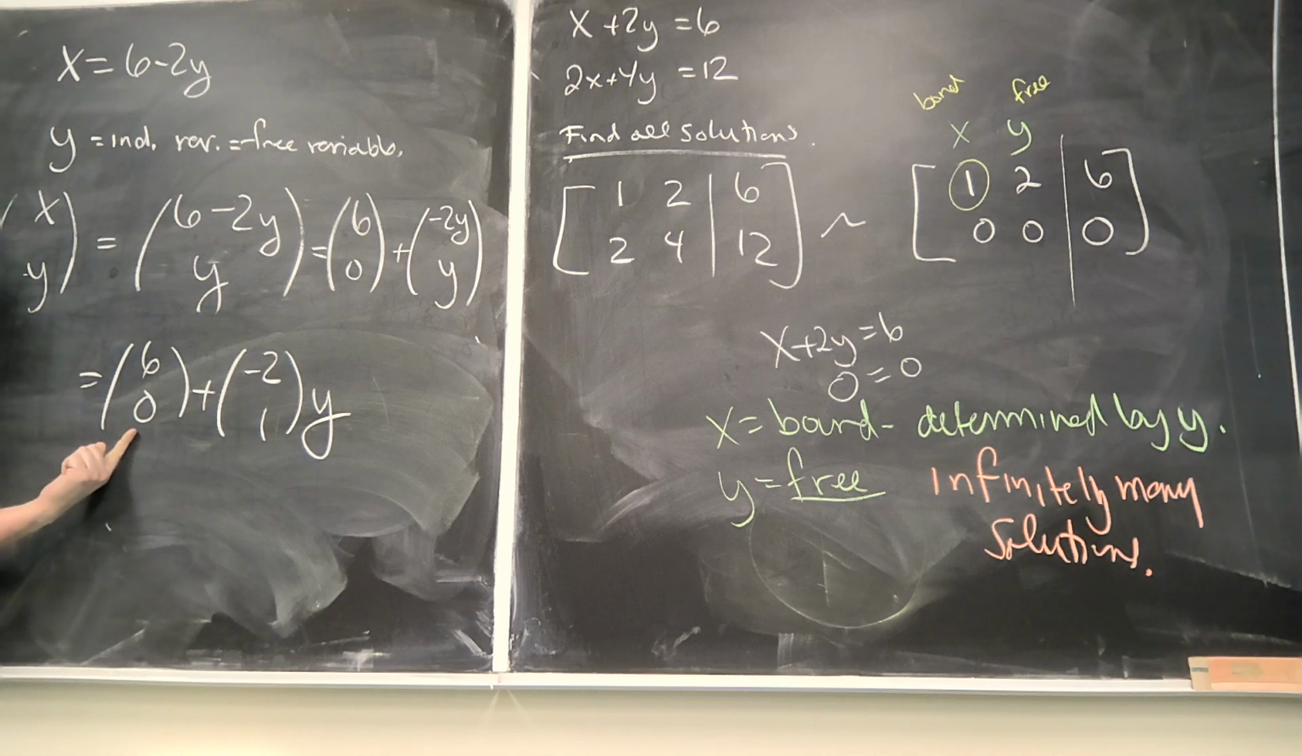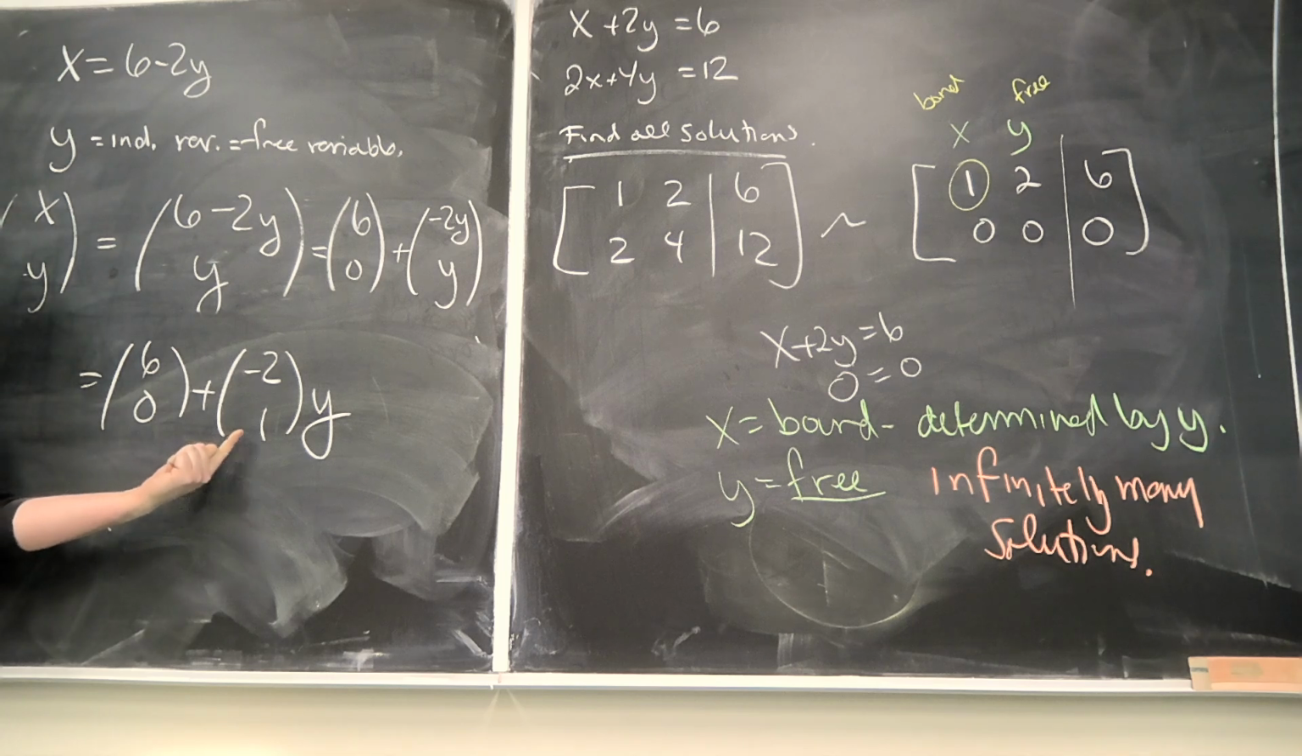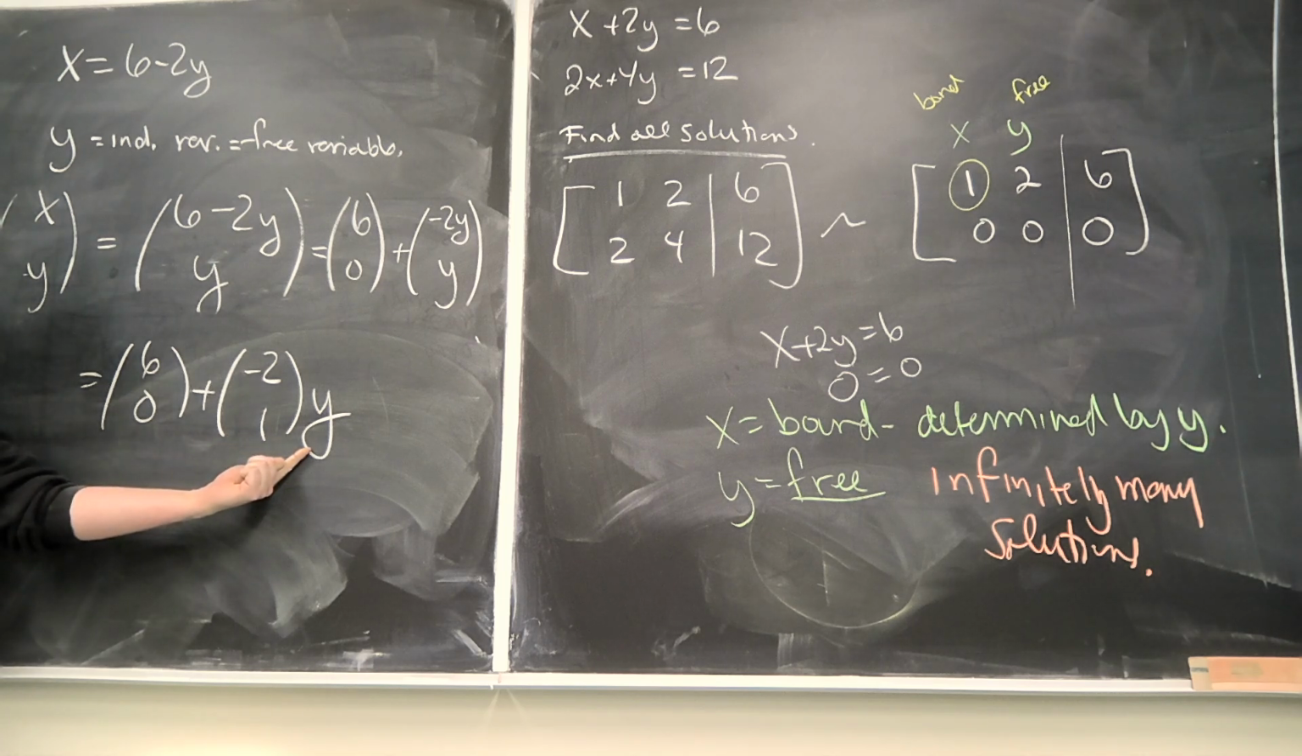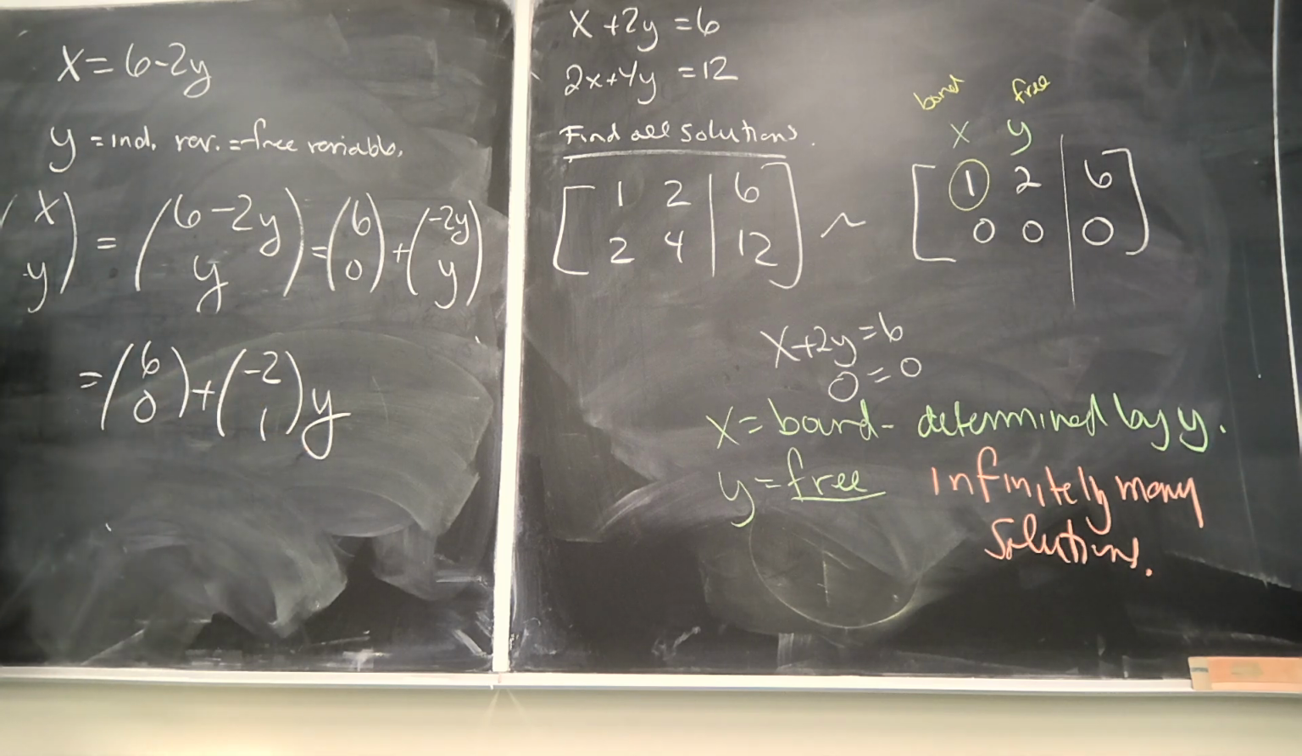Here's how I get to the line. This is the direction vector, and the y is just choosing how far I travel along that line. The solution set to a system of linear equations is linear.